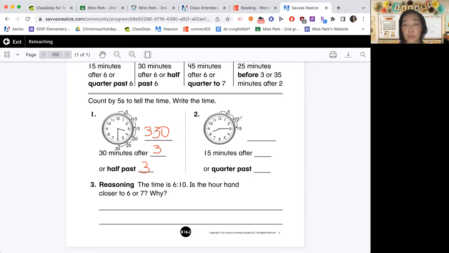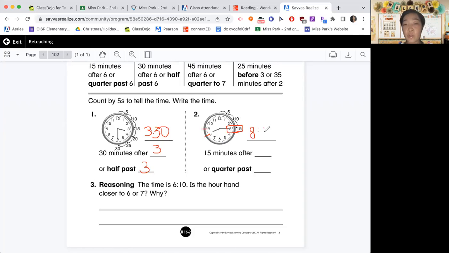Okay, number 2. What time is it? Okay, it looks like it's in between 8 and 9. You always go with the number before because it's not yet quite 9 o'clock yet. So what time is it? 8. And then what is the minute time at? 8:15, because it's at the 3.